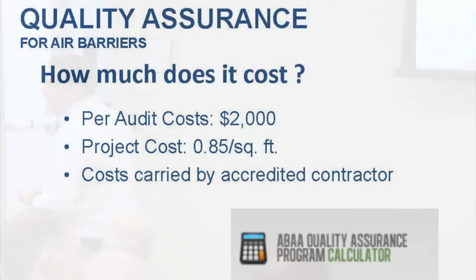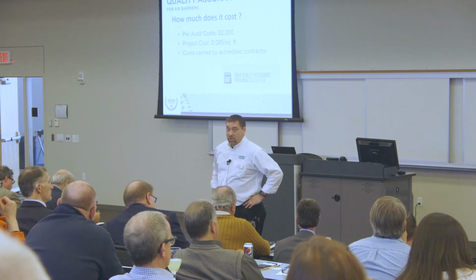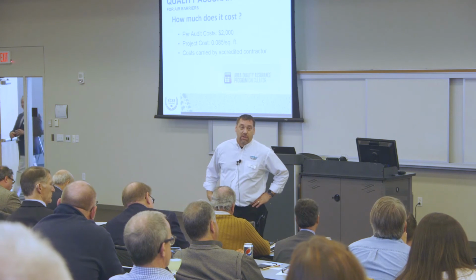What does it cost? If you're going to run a quality assurance program with ABAA, it costs $2,000 an audit, 88.5 cents a square foot. Remember the air barrier calculator I talked about? Where do you think that money came from? Audits help pay for part of that.